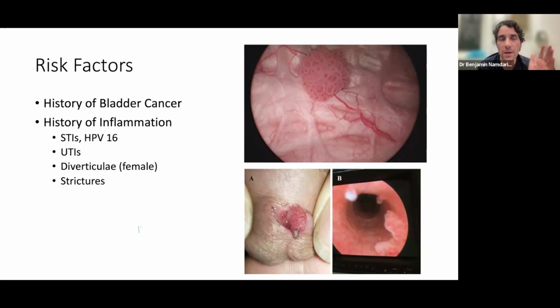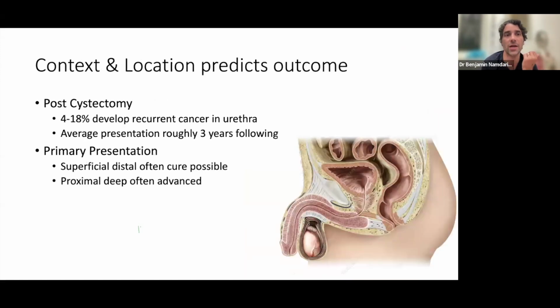If we're talking about the more common squamous cell cancers, then we're looking at inflammation. This is where we see the linkages with HPV, infections such as STIs, urinary tract infections and repeated urethritis, or diverticuli and strictures and recurrent inflammation in the urethra. And so that's the association there. The context and location often predict the outcome.